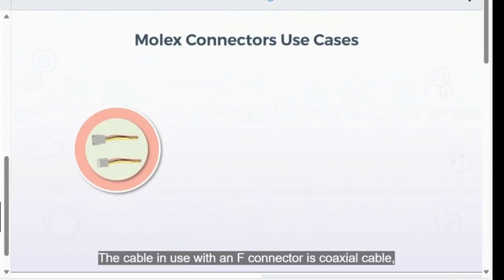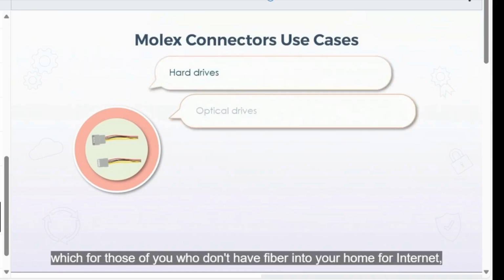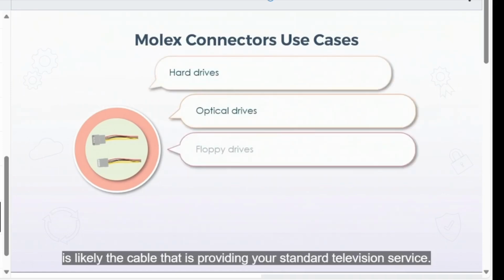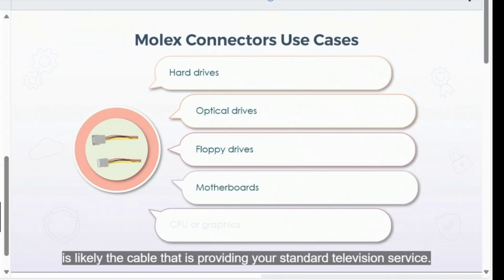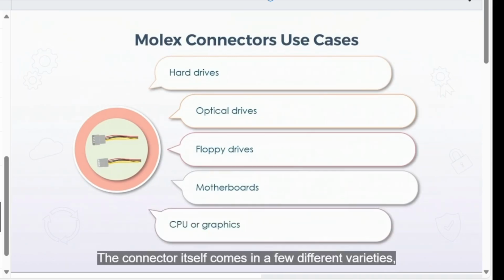Now, with respect to the use cases, they were commonly implemented for hard drives, optical drives, floppy drives, motherboards, and the CPU itself, or perhaps a graphics card. Now, of those, floppy drives are just about extinct these days, but most of them would still be found in something like a desktop computer.